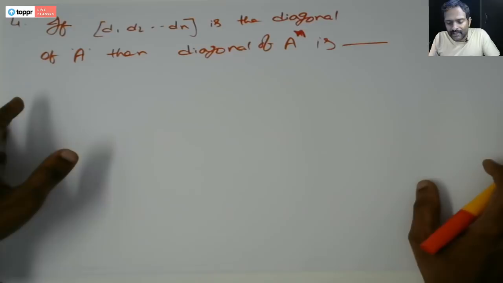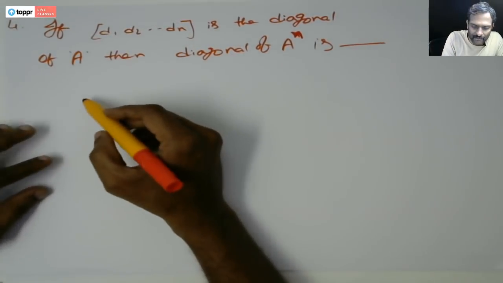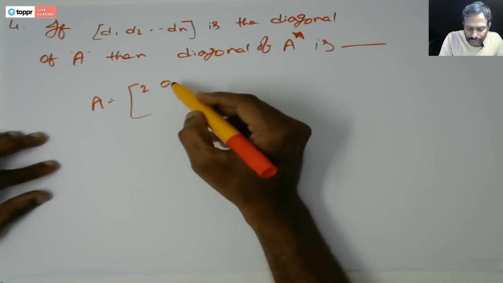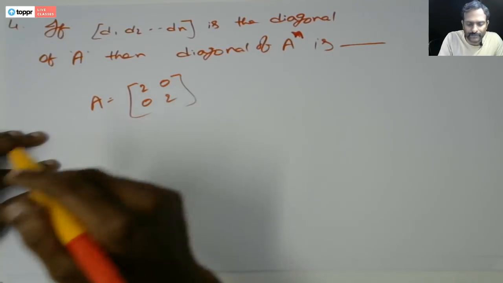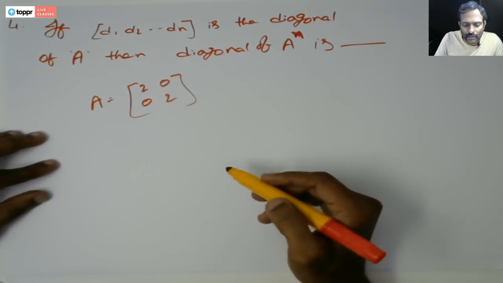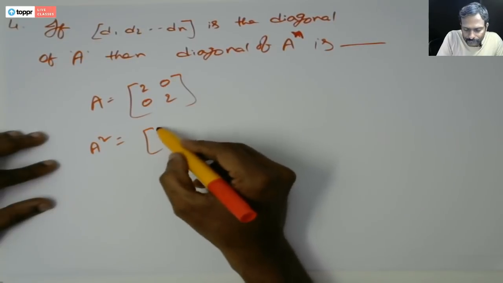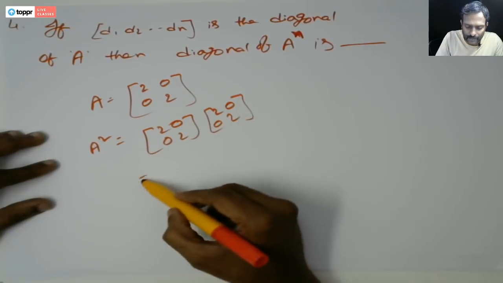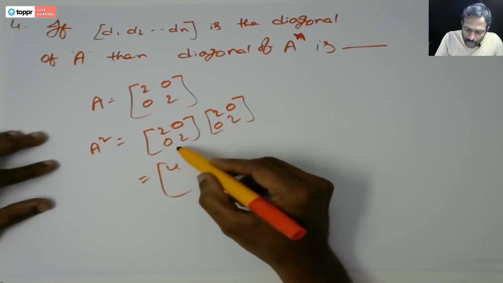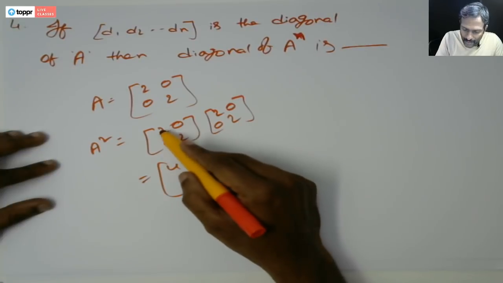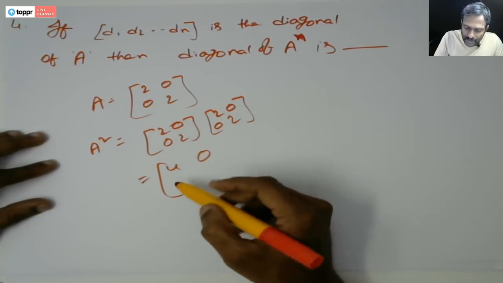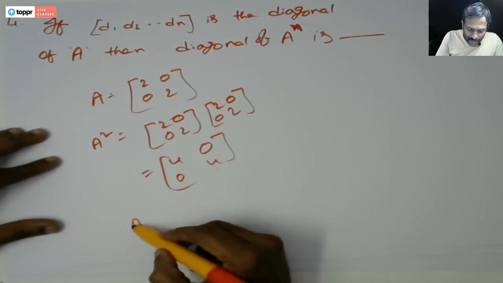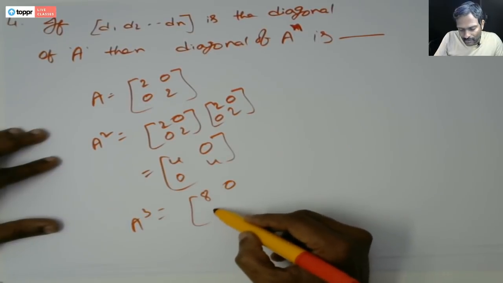And finally, suppose I have a matrix A which is 2, 0, 0, 2. It's a diagonal matrix, right? The diagonal here is 2. So what will be A square? I multiply 2, 0, 0, 2 with 2, 0, 0, 2. What do I get? 4 plus 0 is 4, and 0 plus 0 is 0, and 0 and 4. Similarly, if I do A cube, I get 8, 0, 0, 8.